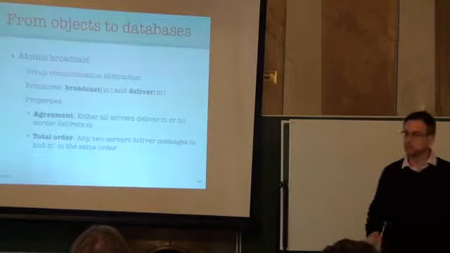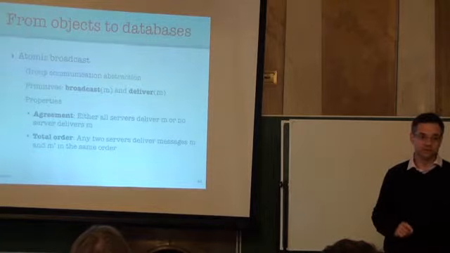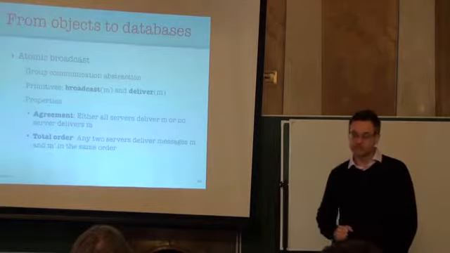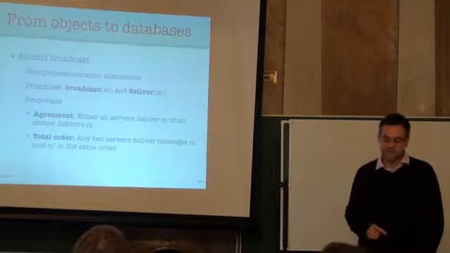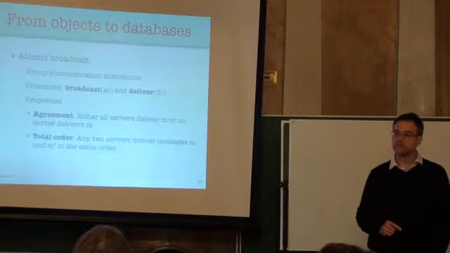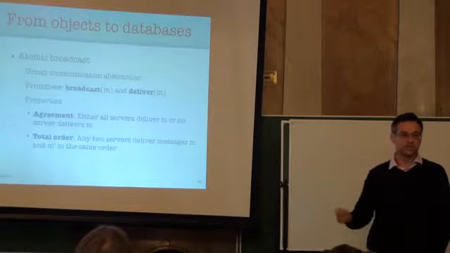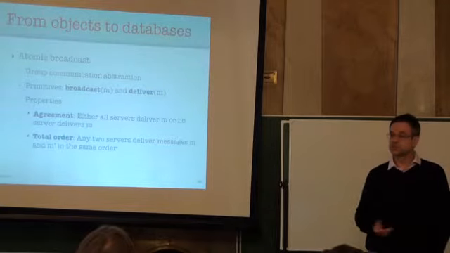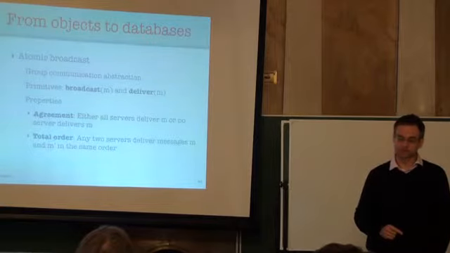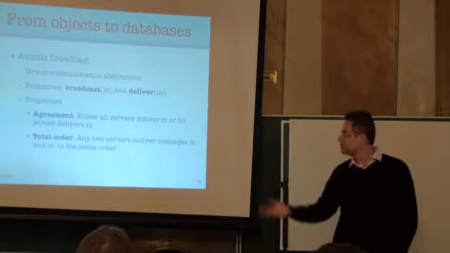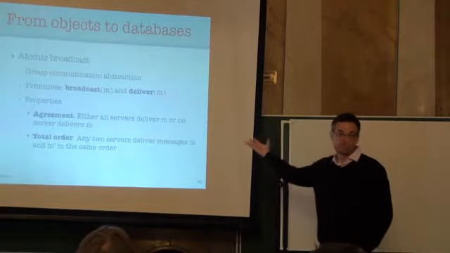I'm going to specify them intuitively. I'm not going to give you any formal definitions of these properties, but there are formal versions of them. The first one is agreement. It says that either all servers deliver the message or no server delivers it. So I don't have a situation where one server delivers the message and the others don't because, for example, the sender failed during the submission process. There are protocols that implement atomic broadcast, they account for such cases, right?